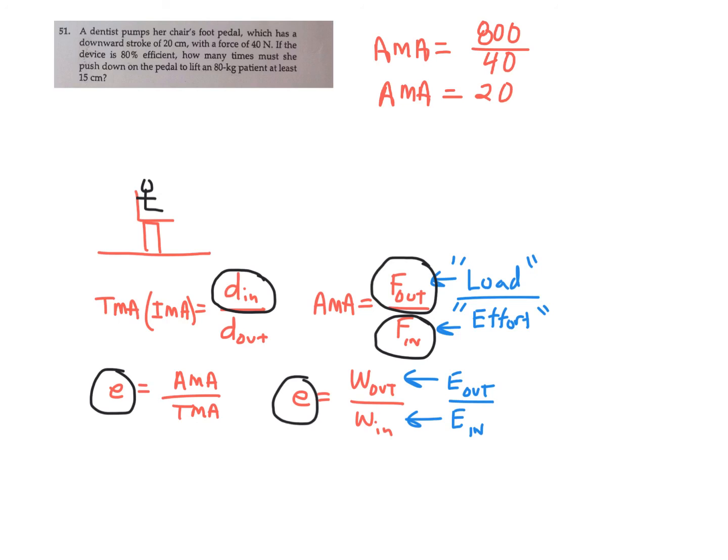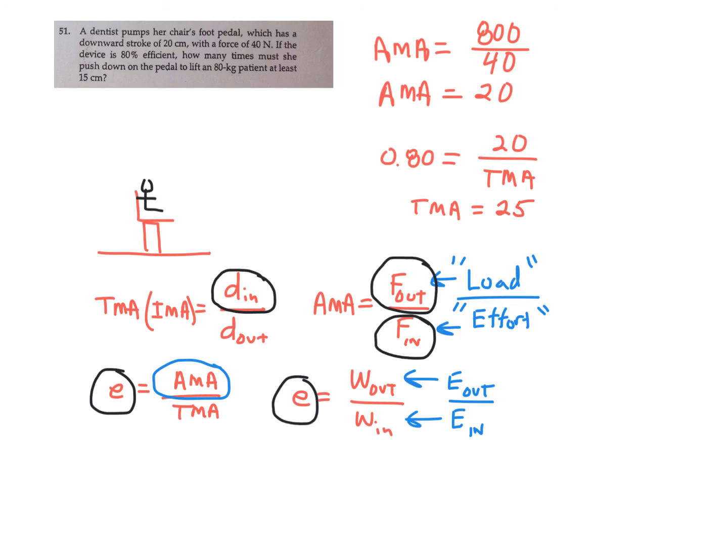Now we look at, we've got the AMA. I'm going to come down to the bottom left over here. Now I know the AMA, so I can figure out the TMA using this equation in the lower left. I have the efficiency of 0.80 equals the actual mechanical advantage, 20, divided by the theoretical mechanical advantage. So now that will give me the TMA. The TMA is 25.